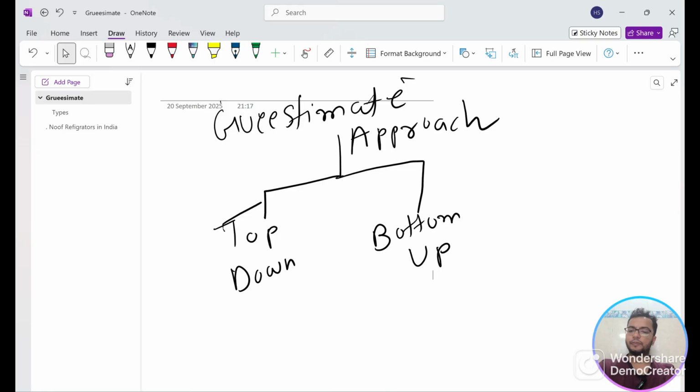एंड बॉटम अप में पूरा उल्टा अप्रोच होता है. सपोज नंबर ऑफ डोमिनोज पिज्जा सोल्ड इन इंडिया.